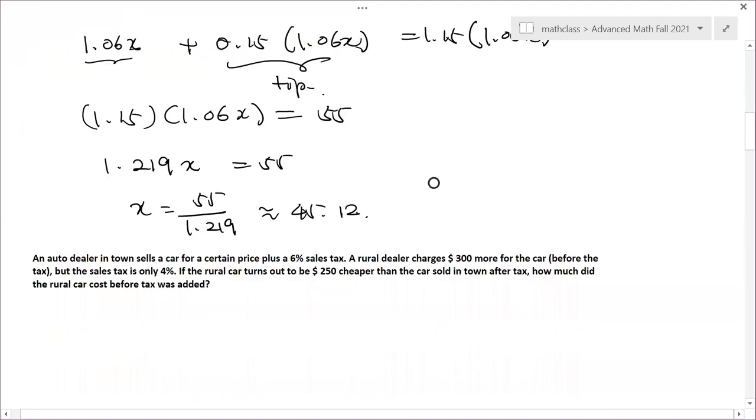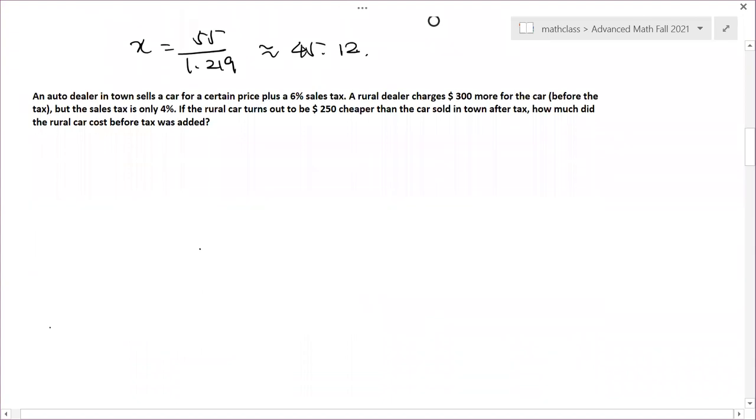Okay, so let's look at the next problem. An auto dealer in a town sells a car for a certain price plus a 6% sales tax. A rural dealer charges $300 more for the car before the tax, just because they're going to transport the car to the countryside. But the sales tax is lower in the countryside, 4%. So if the rural car turns out to be $250 cheaper than the car sold in the town after tax, how much did the rural car cost before the tax was added?